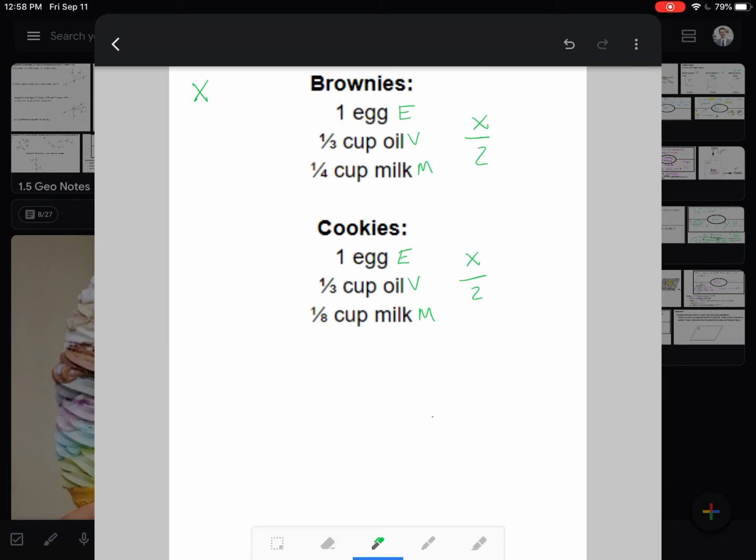So start off with the brownies. So I eat X over 2 brownies per week. Every time I eat them, I need 1 egg. I need 1/3 of a cup of oil, and I need 1/4 cup of milk. Okay, but also, if I'm running that week, I'm gonna have just as many cookies, which also means I need an egg, also means I need 1/3 cup of oil, and I need 1/8 of a cup of milk this time.